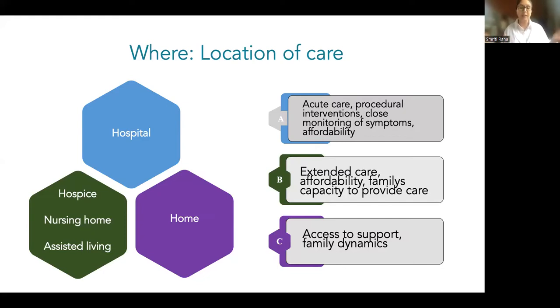And of course, affordability. I need my mother to be admitted in the hospital for a few days because she will get better care there. I can afford it, and this allows me to also do some of the other tasks that are absolutely important at this point. The second kind of care setting is in a hospice, in a nursing home, in a long-term facility for care. This is when extended care is required. Again, affordability is a big issue, and the family's capacity to provide that kind of care is also considered. The third kind of setting is, of course, at home, where you have access to support, and family dynamics basically determine what that care will look like.